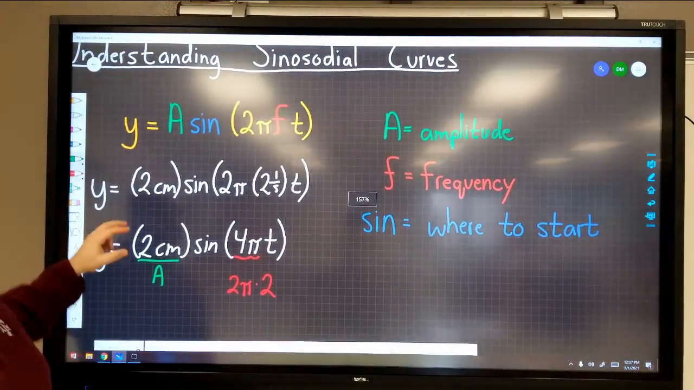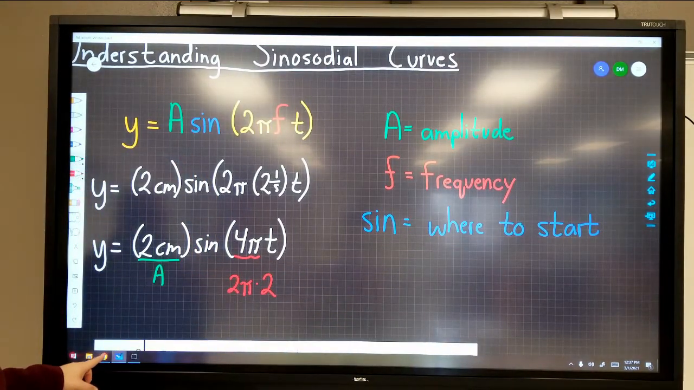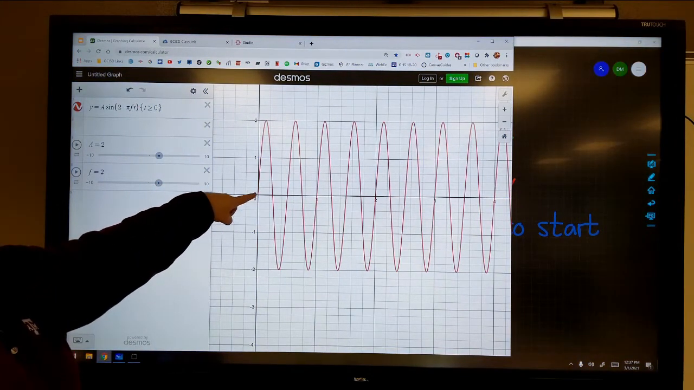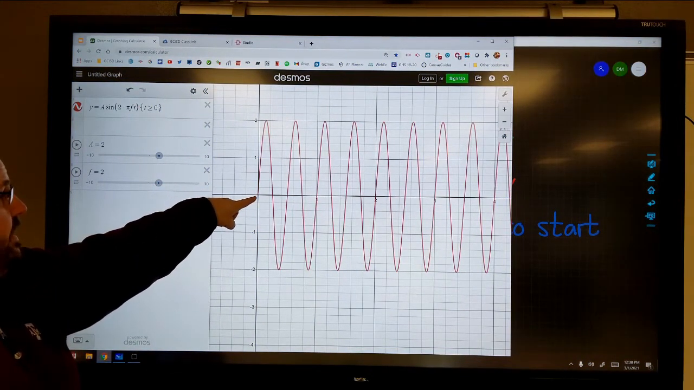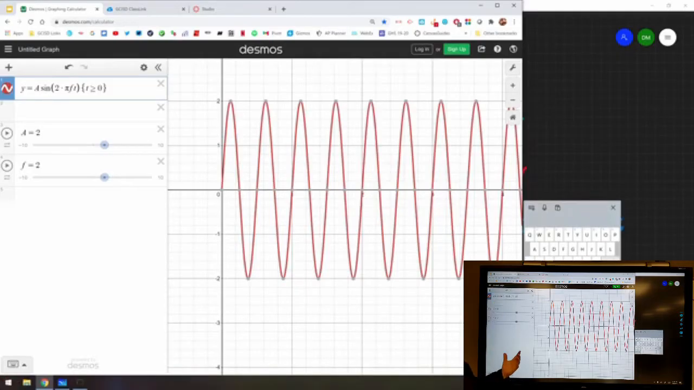The sine bit essentially tells us where to start. And so if you look back here at our graph, you'll notice that the graph goes through the origin. It goes through 0 at a time of 0 seconds. If I were to change it from sine to cosine, let's do that real quick.